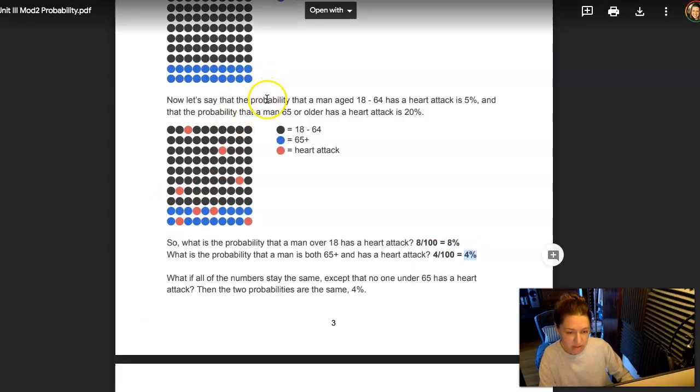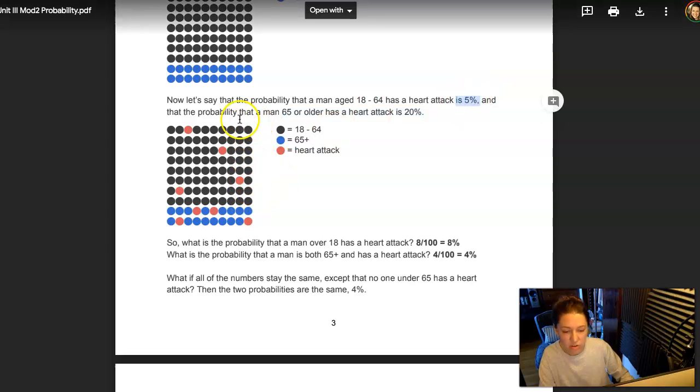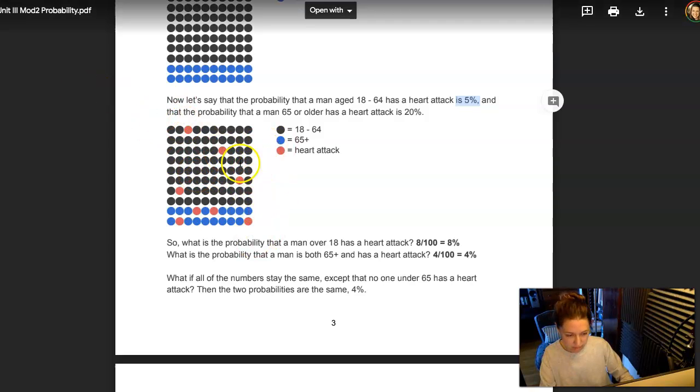And the point is that even though heart attacks are much more common in the 65 plus crowd, 20% is a much higher number than 5%, there are so many more people in the under 65 crowd that the number of heart attacks in each population ends up being the same.